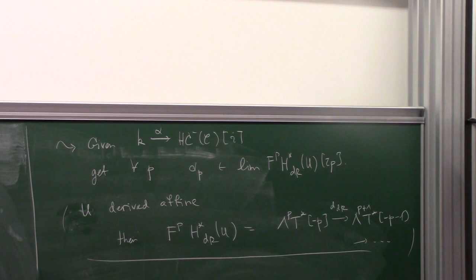An extension sequence, so I have these infinitesimal automorphisms stabilizing my volume form. I can forget the fact that they stabilize my volume form. I just get an infinitesimal automorphism. There's some fiber. Okay?